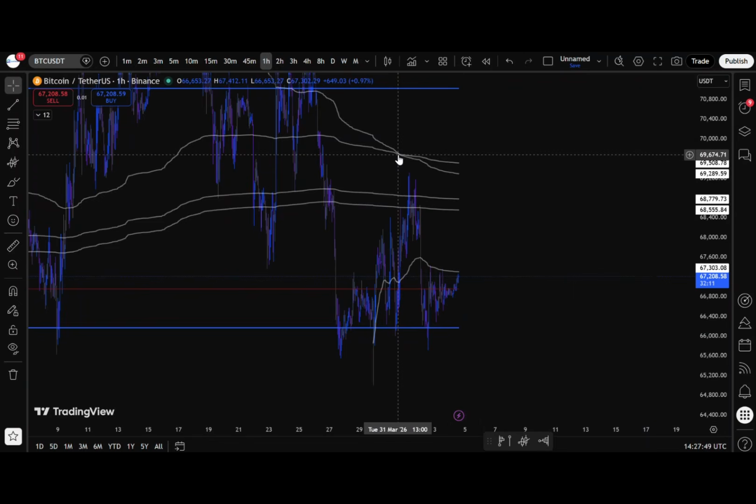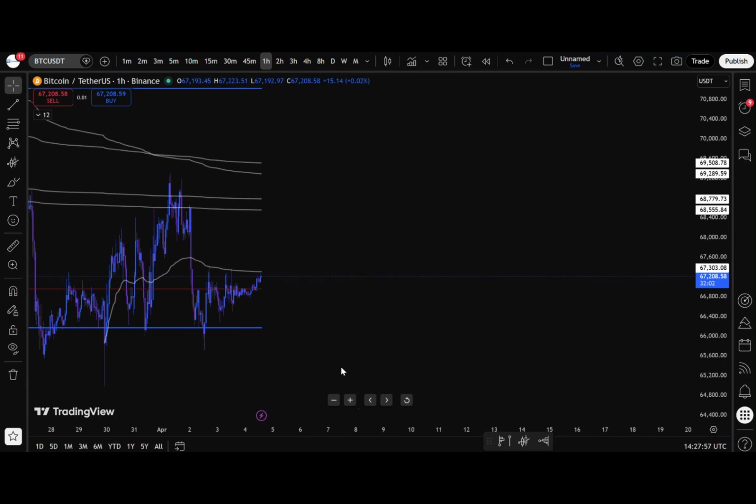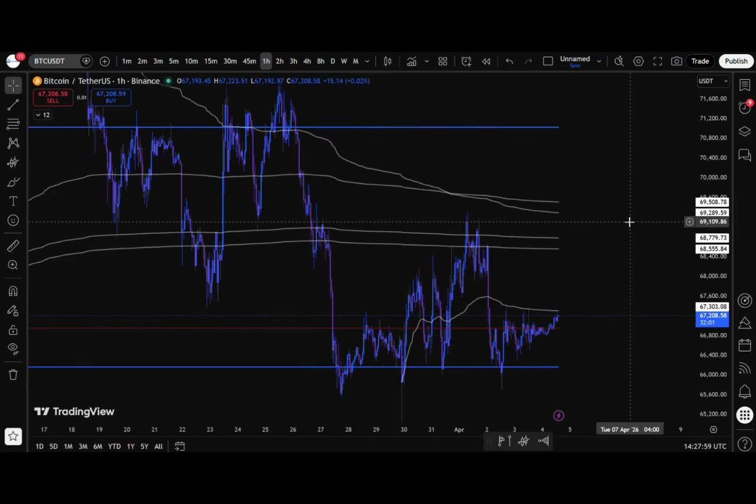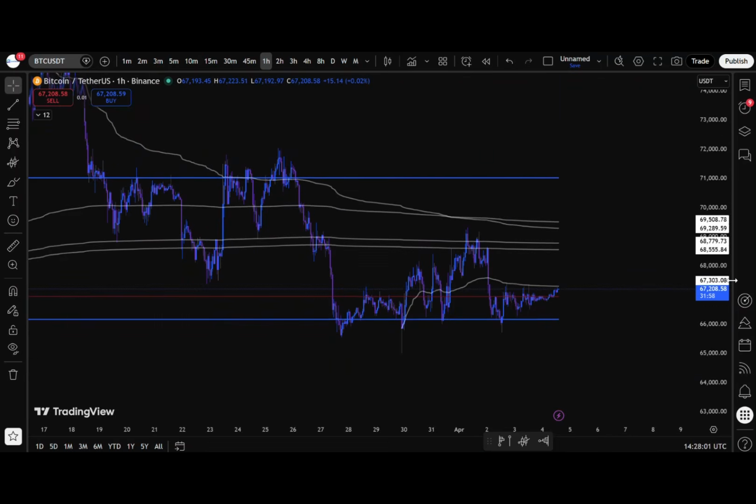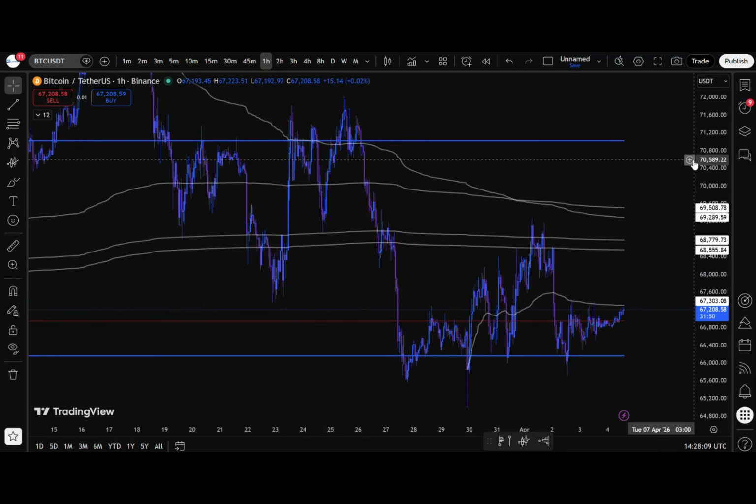Now, this bit here where we got this 69,674, where they actually cross, we also have a very important level there as well, because previously we came and back tested this anchored VWAP here, and got rejected and fell through.